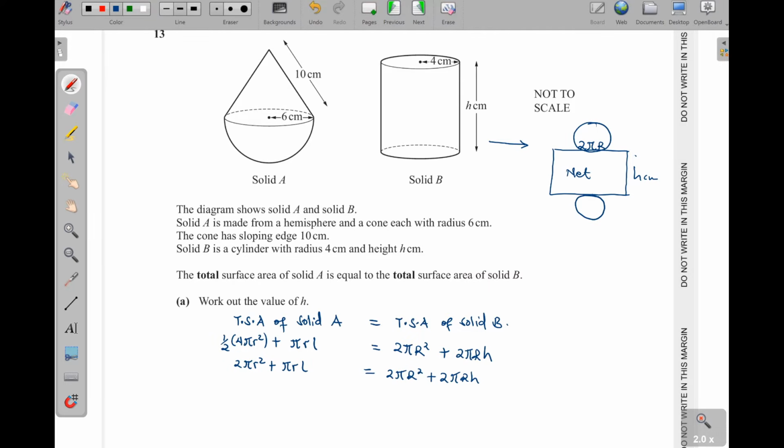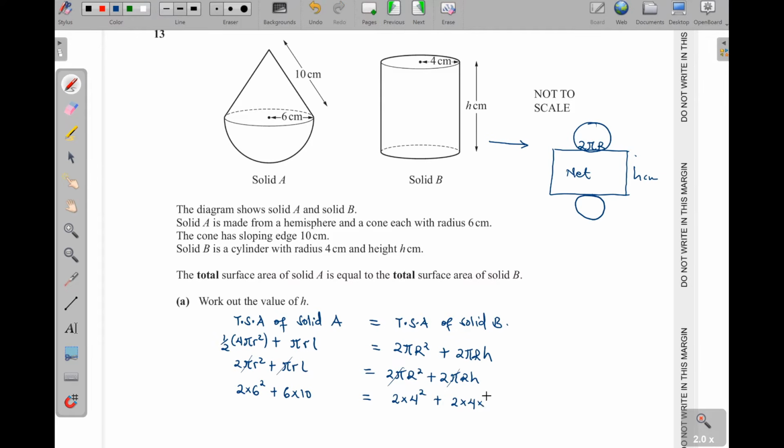Now we substitute accordingly. We have, of course, now I'm going to take out the pi because it is here, here, here, and here. So when I divide all through by pi, it goes away. So we shall have 2 times the radius here is 6 squared. Then plus radius is 6 times l here, which is 10. Then this way we have 2 times the radius here is 4 squared. Then plus 2 times the radius is 4.